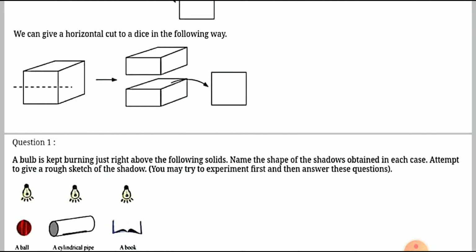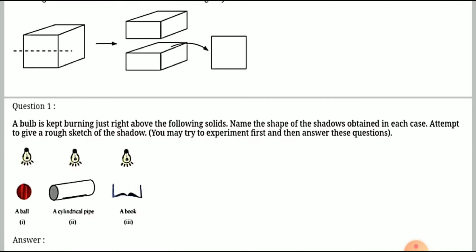Now the last exercise, which is based on shadow. A bulb is kept burning just right above the falling solids. Name the shape of the shadow you will obtain. I told you at the time of explanation or introduction. Try this also: take a ball and keep it in front of the wall. Then shine a torch, see what kind of image or reflection you are getting on the wall, and trace that picture.